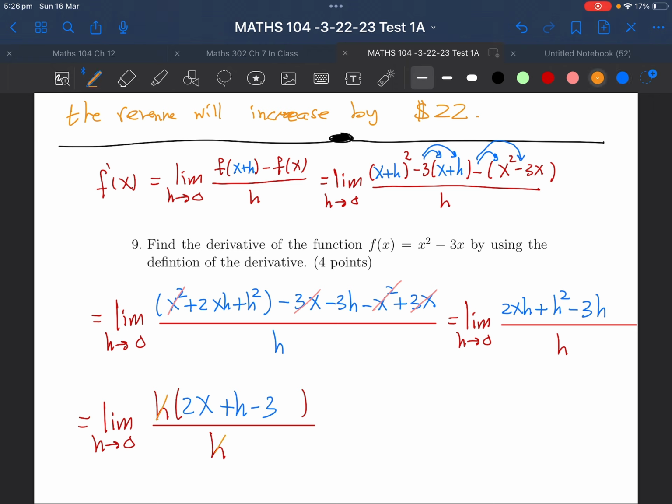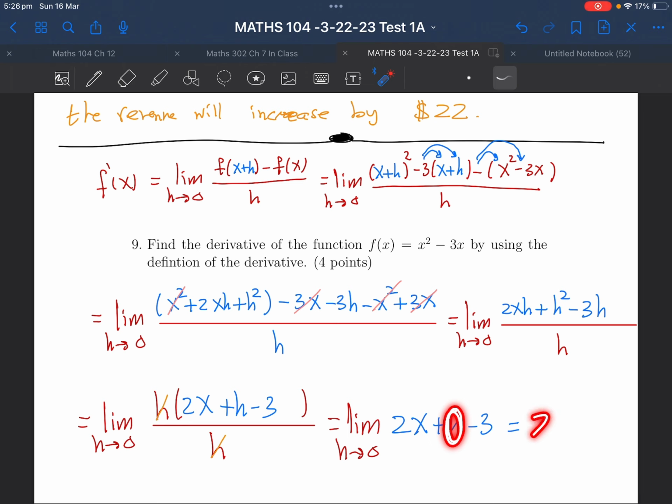Now we have h and h get cancelled. So finally we get the limit of 2x plus h minus 3. If we plug in h equal to 0, which is direct substitution, the answer will be just 2x minus 3.